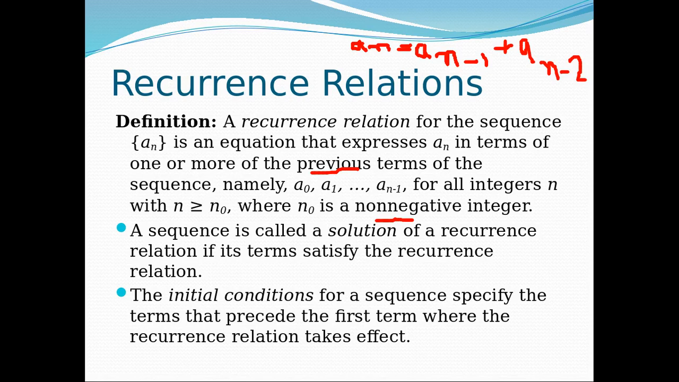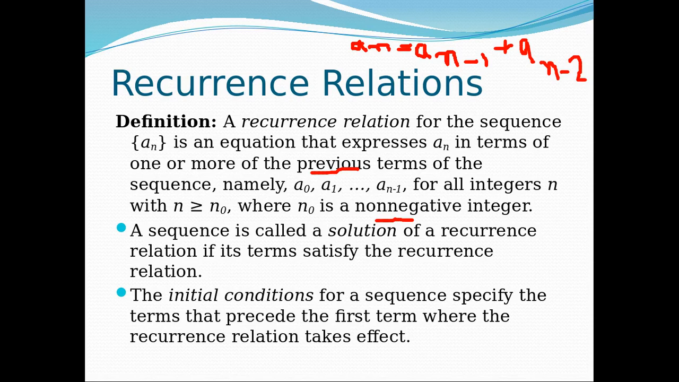So a1 would be a0 plus a minus 1. So again, we cannot start from n equal to 1. We have to start from n equal to 2. A2 is equal to a1 plus a0, right? So this means that we'll have to define the values of a0 and a1 in order to start this function.